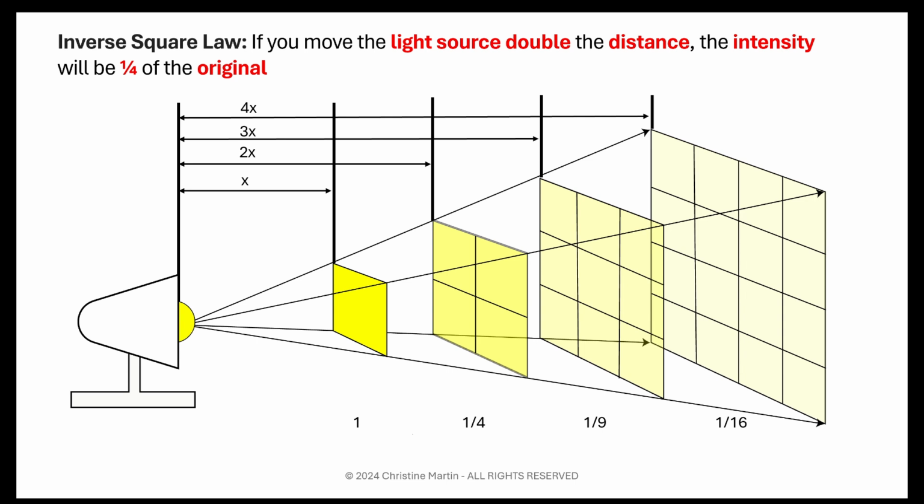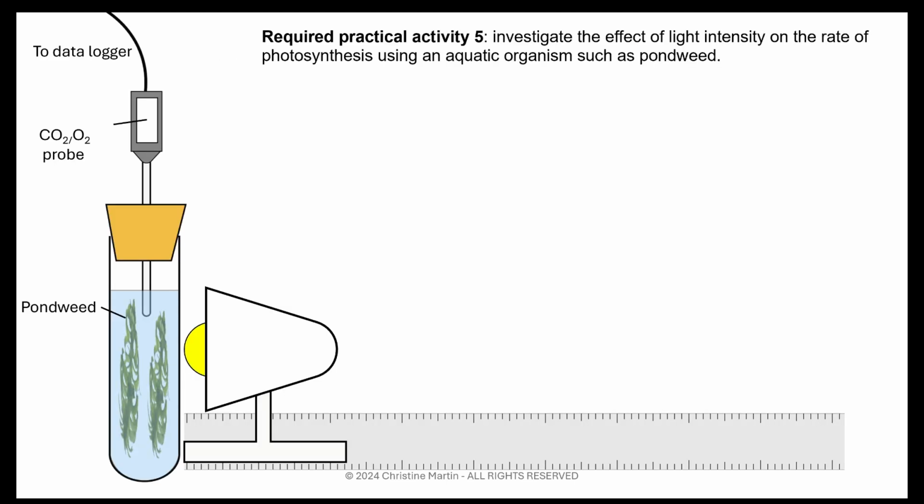So if I go from 2x to 4x, the magnitude has changed. So it's important that if you're a higher level student, you know the inverse square law. If you move the light source double the distance, that intensity will be a quarter of the original. So why is that important? Why might they look at asking questions about this?